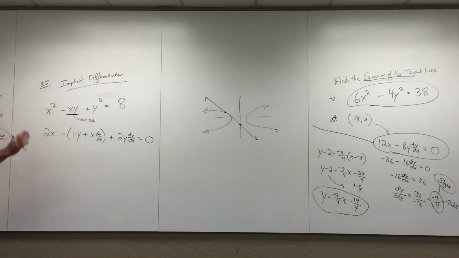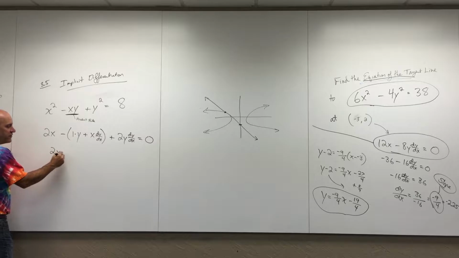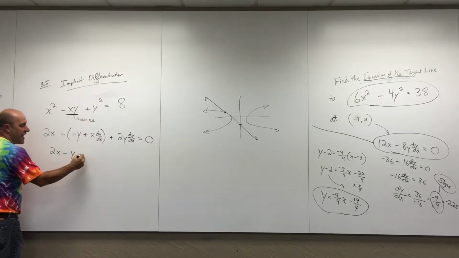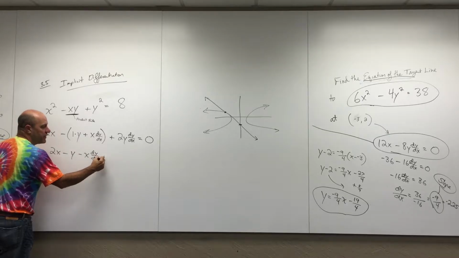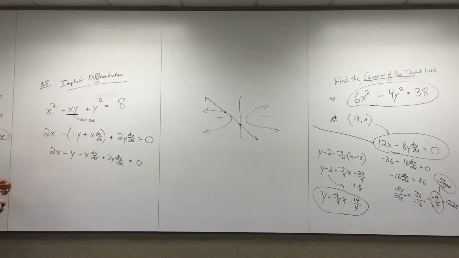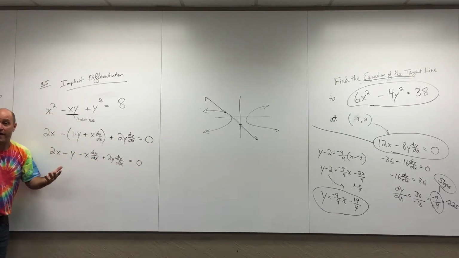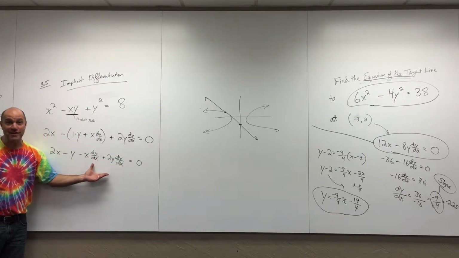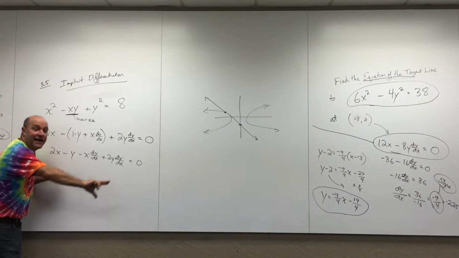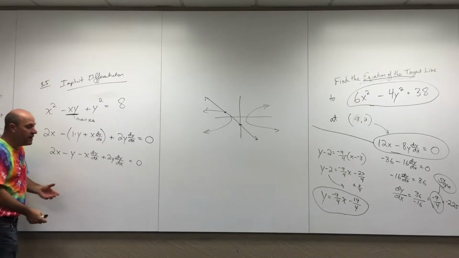So again, I'm happy you got that right. But there's more work to do. You're supposed to solve for dy dx. It's algebra now. I'm not going to do much here except distribute that negative sign: negative y, negative x dy dx, plus 2y dy dx. The algebra usually is this: all the terms that don't have a dy dx go to one side, all the terms that do have a dy dx stay on one side, and then you factor it out and divide. That's the procedure of solving.